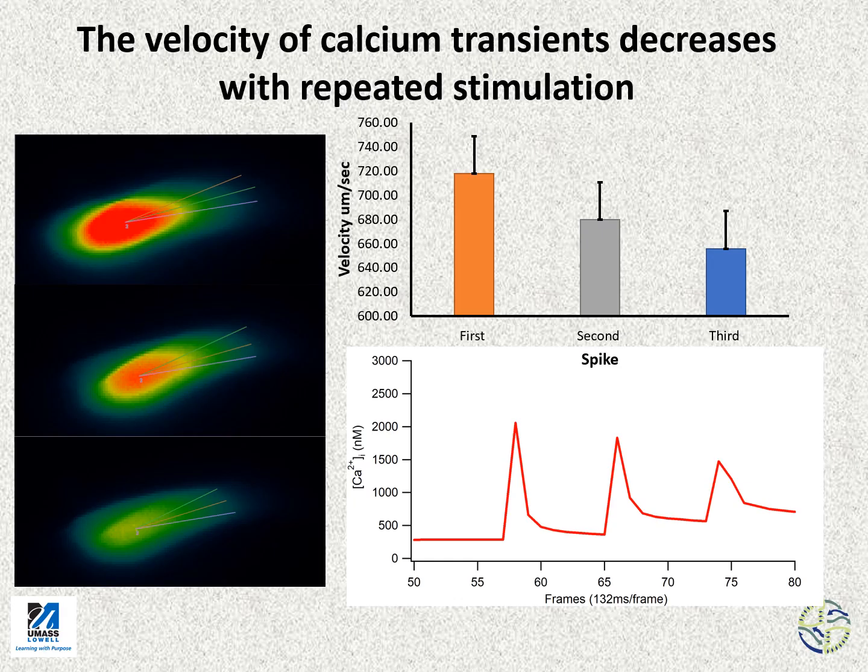Then I calculated the velocity of calcium transients using the distance between the region of highest calcium concentration to the edge of the calcium wave. Here we show three successive pulses, and as you can see, the average velocity decreases with successive pulses. Each velocity was calculated using three separate distances from the center along the front of the wave.